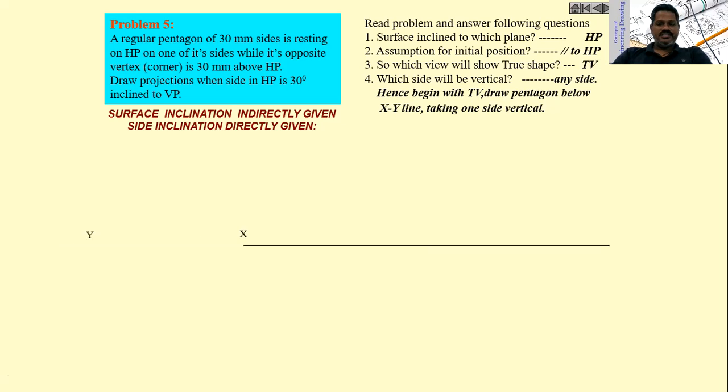Draw an XY line first, then draw the true shape, because in this case the pentagon is inclined to the horizontal plane, so in the initial step we need to assume that the pentagon is parallel to the horizontal plane. Then draw the true shape of the pentagon like this, then name all those points. Make sure that one edge of this pentagon is perpendicular to the vertical plane. Then name all the points of the pentagon as A, B, C, D, E like this.